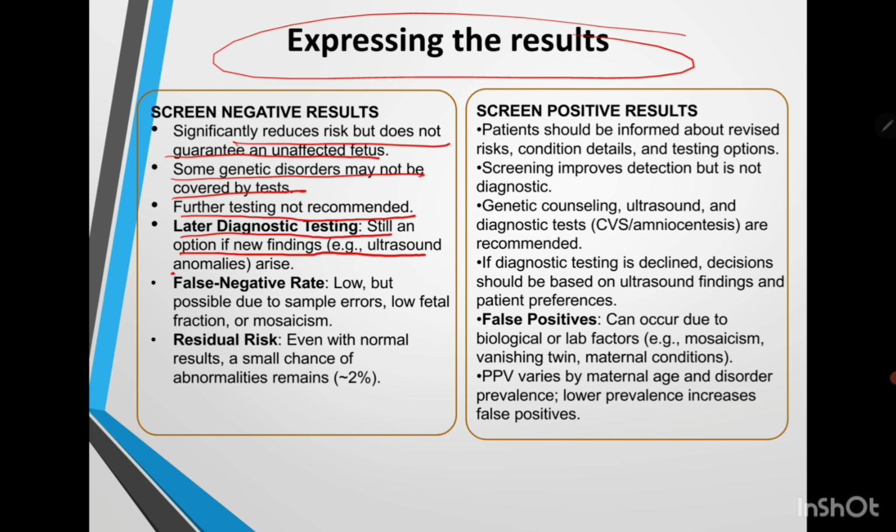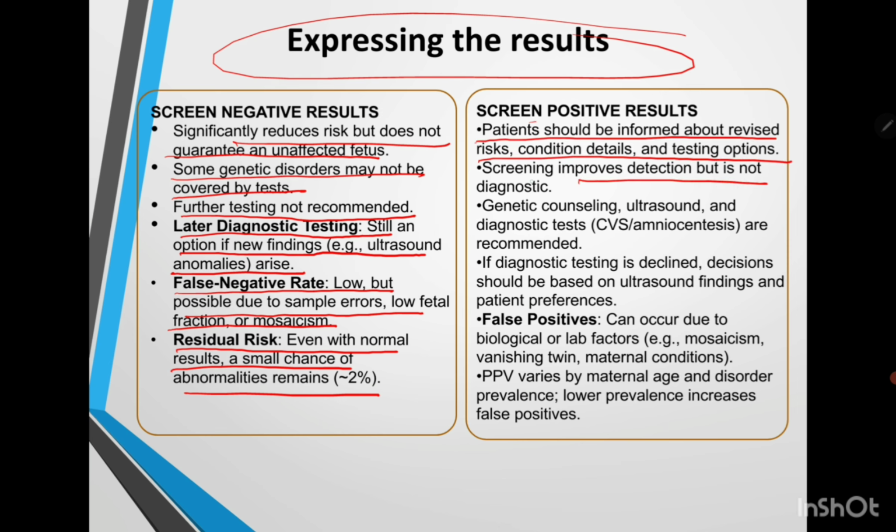If new findings or ultrasound anomalies arise, if you get any anomaly in the future ultrasound report, then you can go for diagnostic testing. False negative rate is low, but possible due to sample error, low fetal fraction, mosaicism. Residual risk, even with normal results, a small chance of abnormality is there, 2%. Screen positive patients should be informed about the revised risk, condition details and testing options. Screening improves detection, but is not diagnostic.